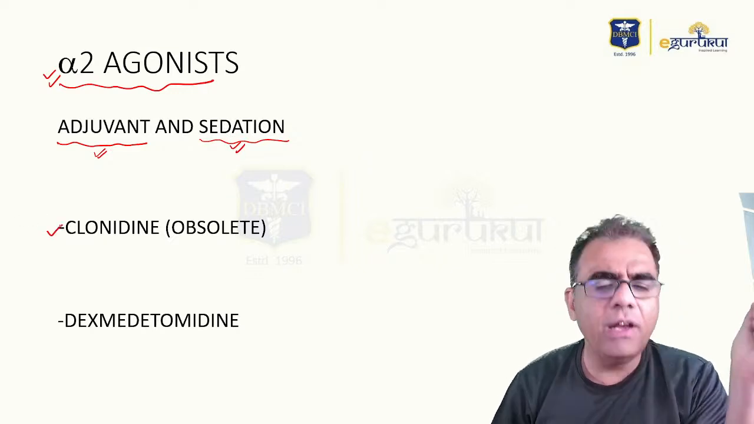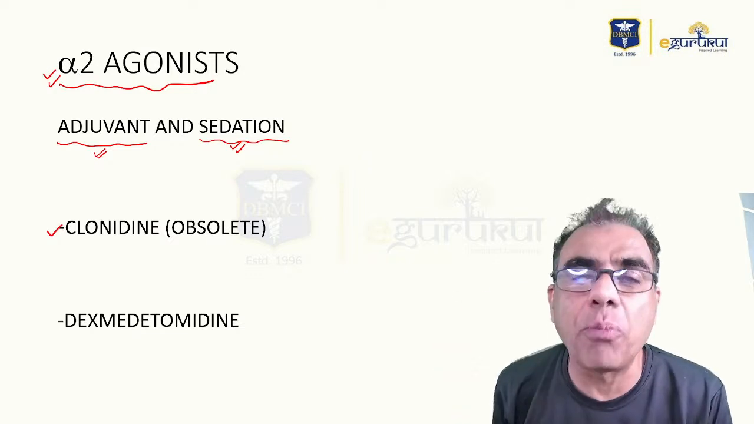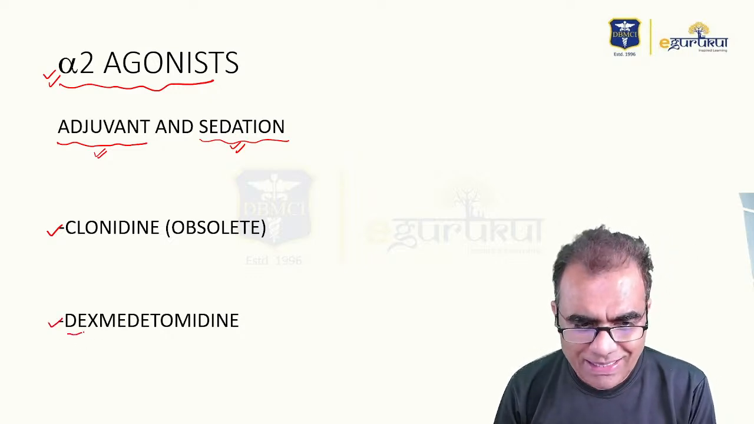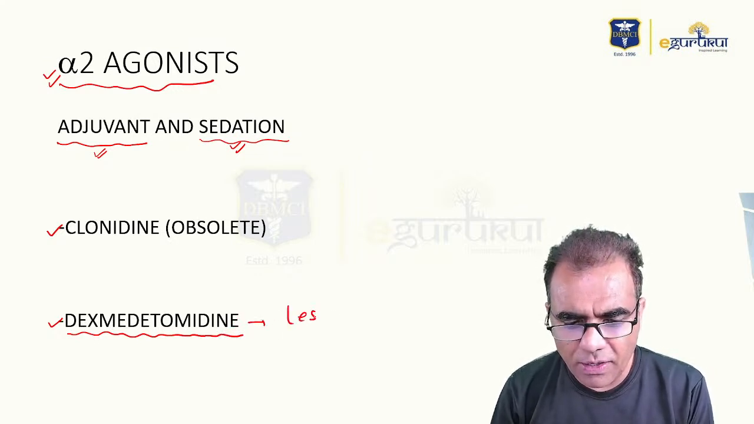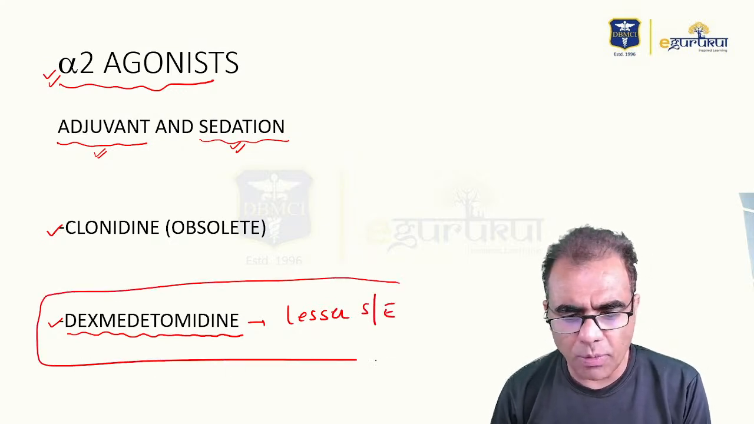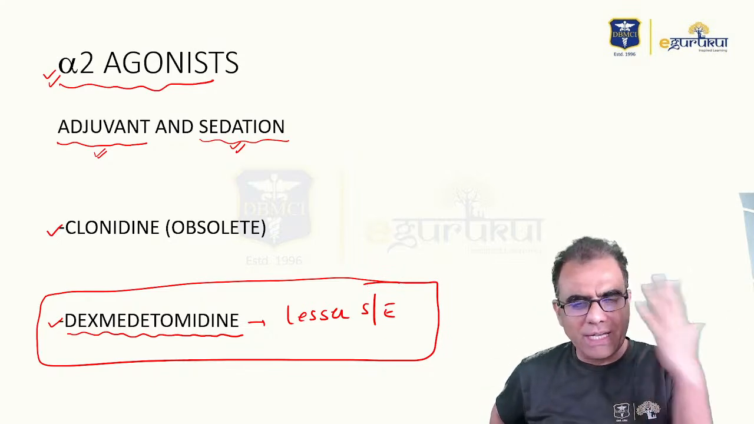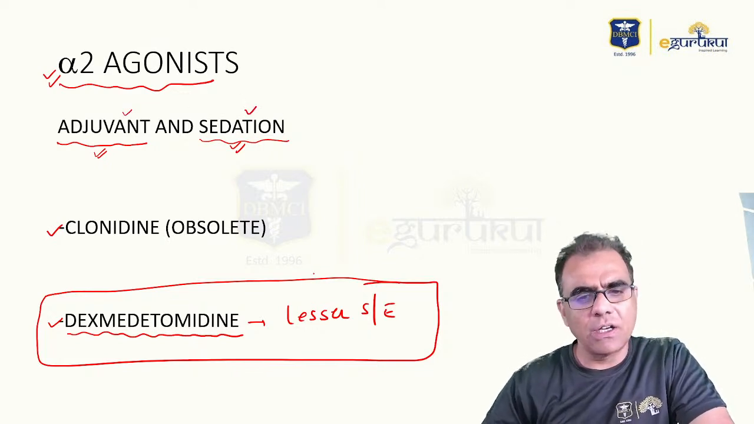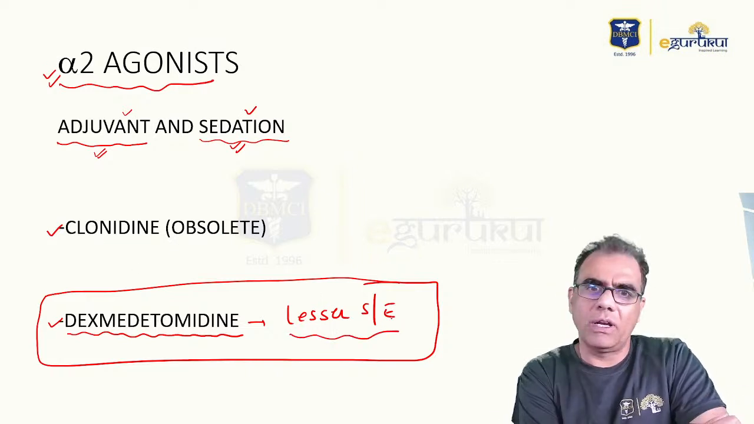And for that reason, clonidine had been used for years, but clonidine has now become obsolete because of its side effects like hypotension, bradycardia. A new alpha 2 agonist that has recently been launched and is freely available now is dexmedetomidine. So dexmedetomidine is a newer alpha 2 agonist which is used commonly now. If they ask what is dexmedetomidine, it is an alpha 2 agonist which is used as an adjuvant and to produce sedation, and it is preferred over clonidine because it has lesser side effects as compared to clonidine.